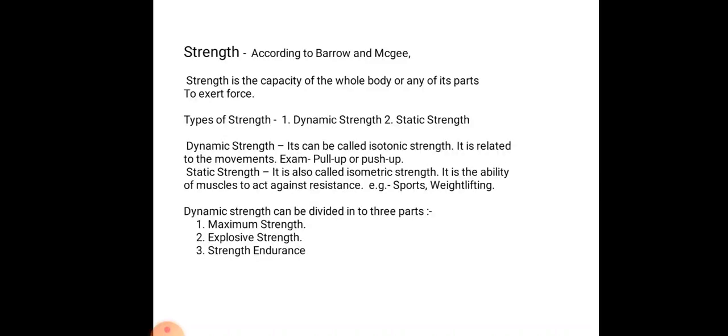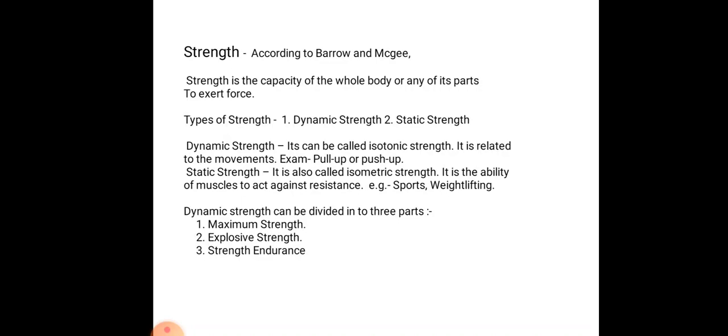Next is strength. There are some components, and the first component we discuss is strength. What is strength? According to Barrow and McGee, strength is the capacity of the whole body or any of its parts to exert force. That is called strength.